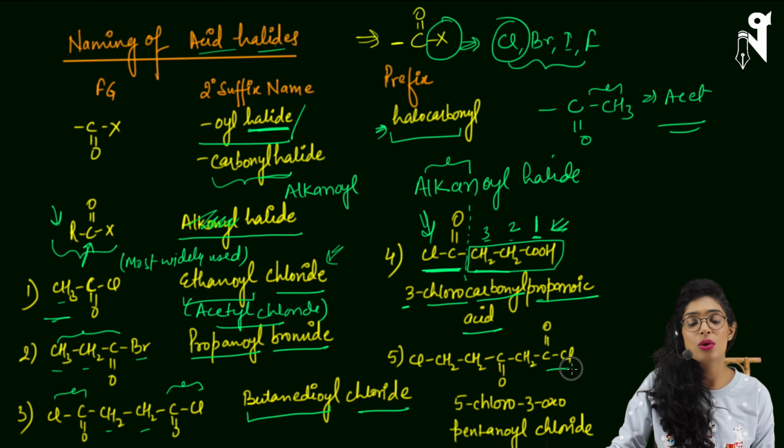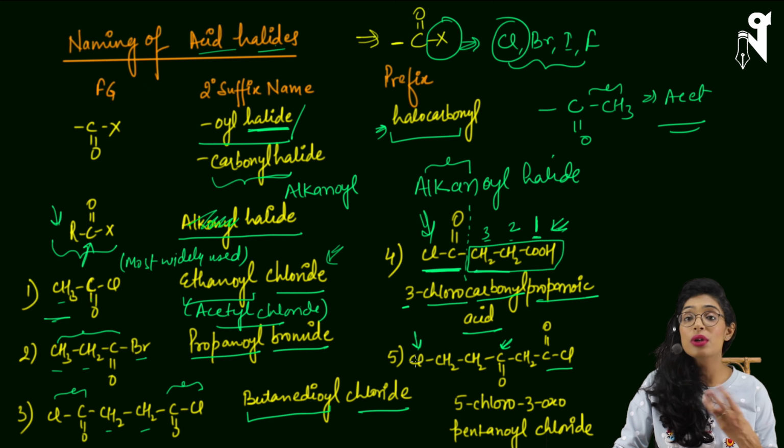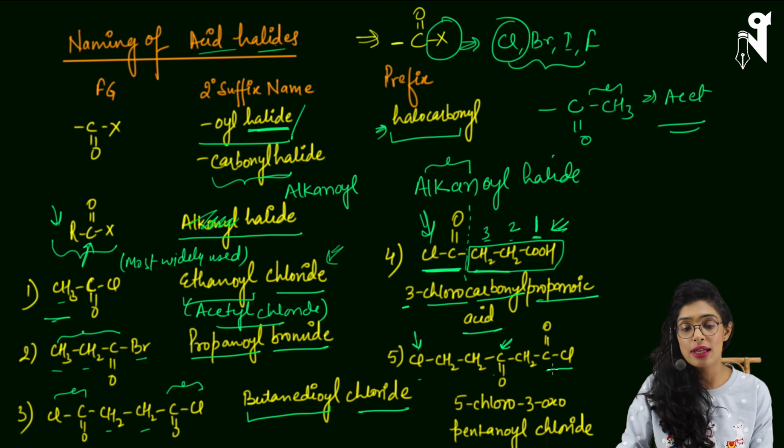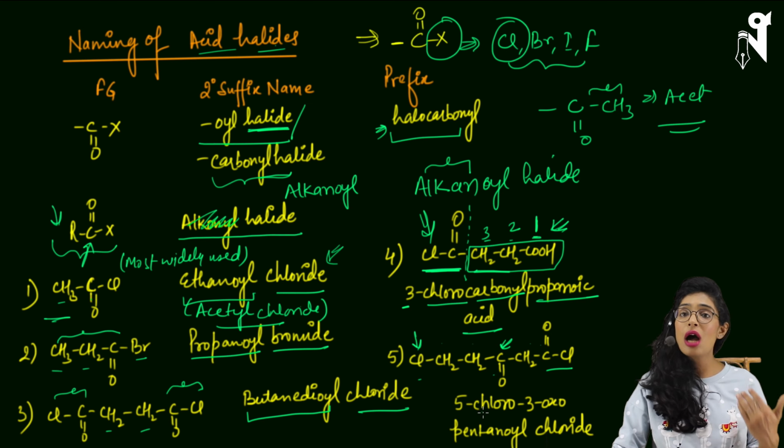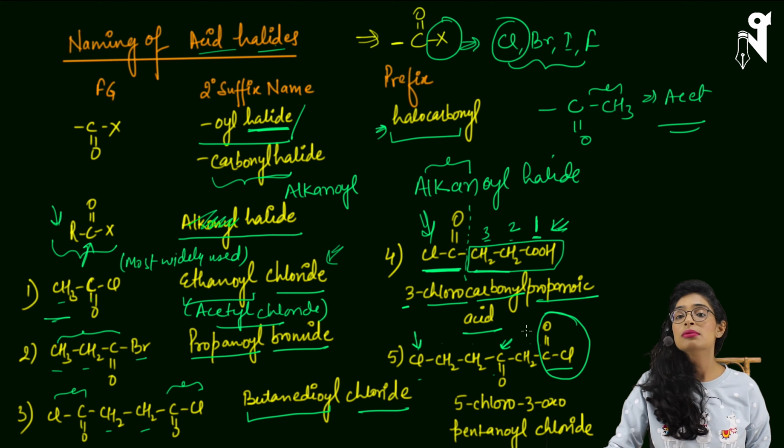I have COCl, I have a ketone over here, and I have a Cl over here. So we have 3 functional groups. One is chloro, one is ketone, and another is acid halide. The total number of carbons in the carbon chain is 1, 2, 3, 4, and 5. Out of these 3, which one is the highest priority group? This is the higher priority group.